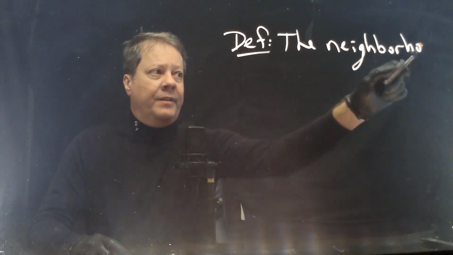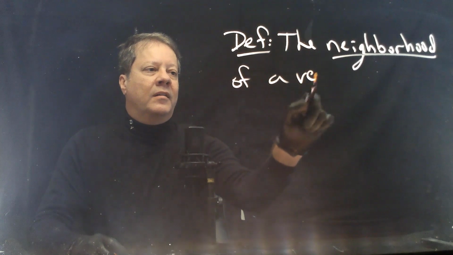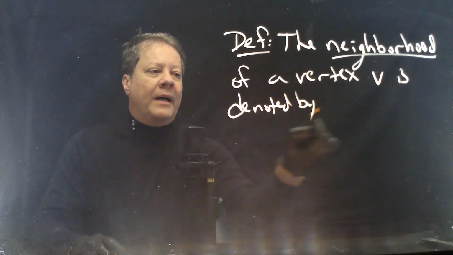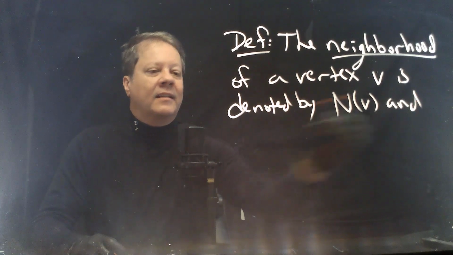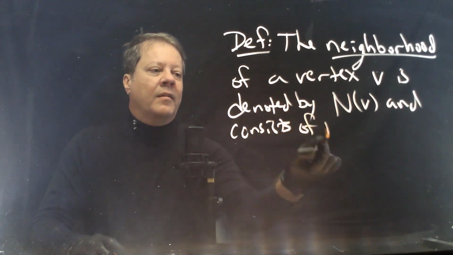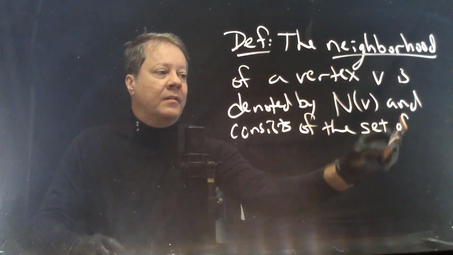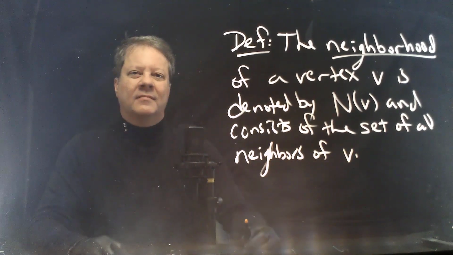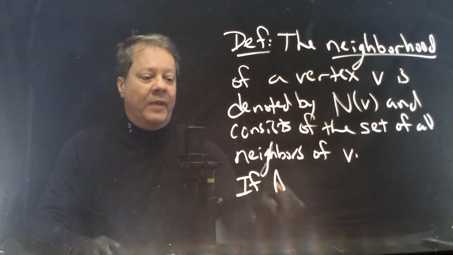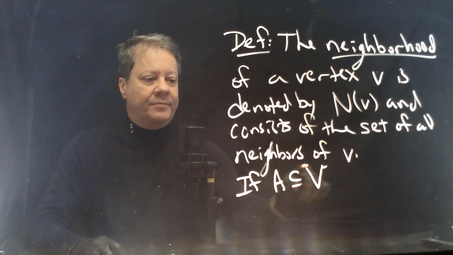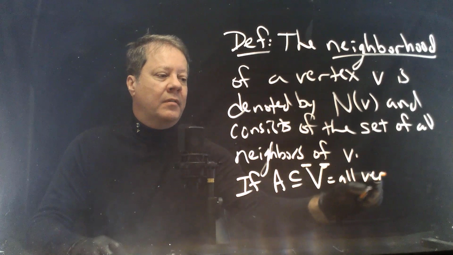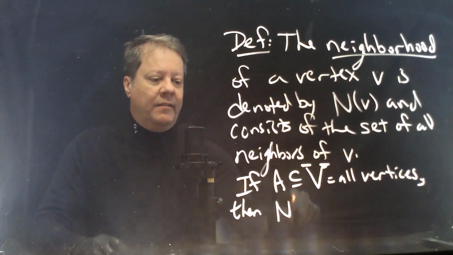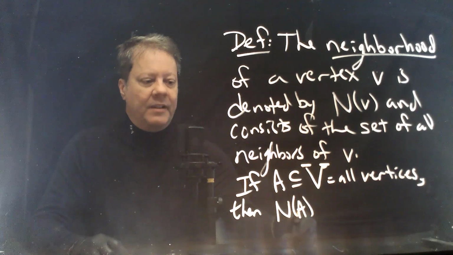The neighborhood of a vertex V is denoted by N(V) and consists of the set of all neighbors of V. What is more, if we have some set A that's a subset of the set of all vertices, then the neighborhood of that subset is the set of all neighbors of the elements of A.